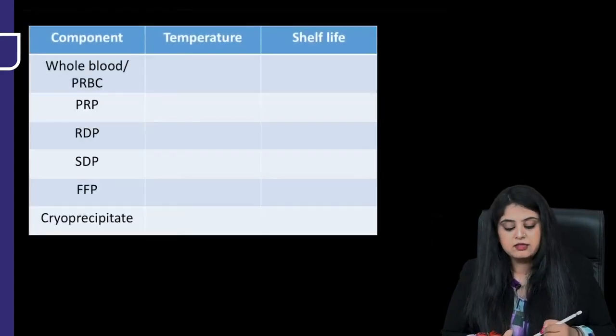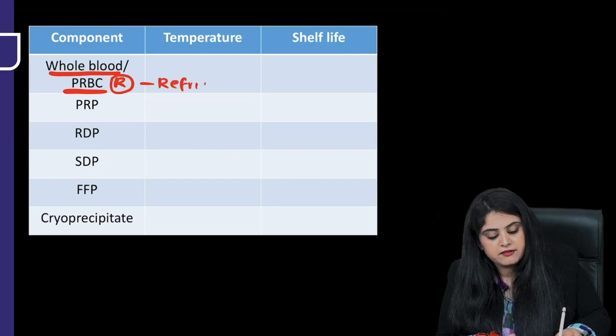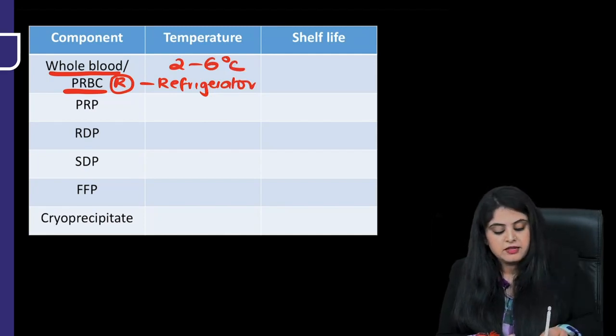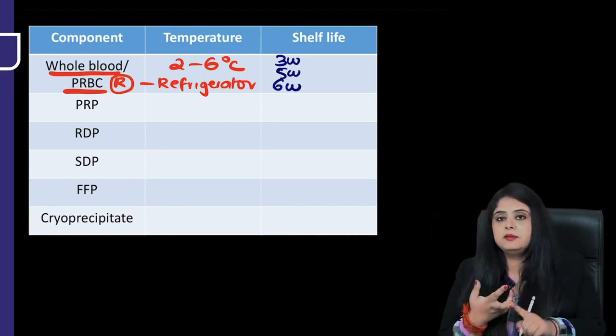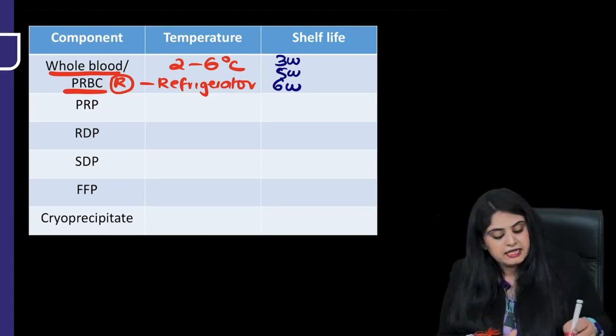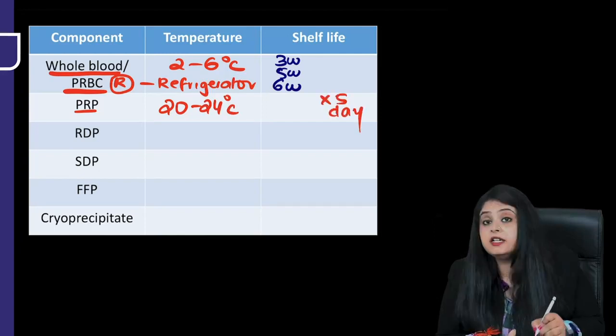And now once you've done the anticoagulants and the shelf life, why don't you do the temperature? Anything to do with red blood cells will be kept in a refrigerator. Refrigerator means you are going to put it at 2 to 6 degrees centigrade for how much time? That depends on which kind of anticoagulant you have used: ACD, CPD, CPDA, CP SAGM, 3 weeks, 5 weeks, 6 weeks. Platelet rich plasma is kept at 20 to 24 degrees for 5 days, but there's a condition.